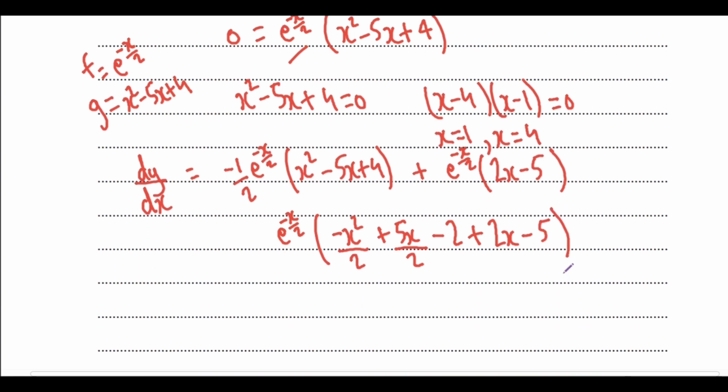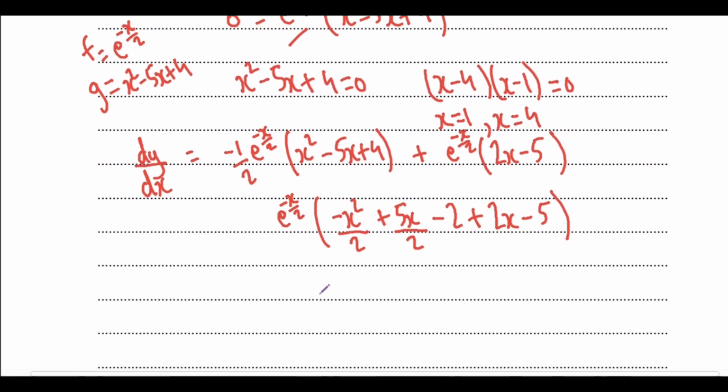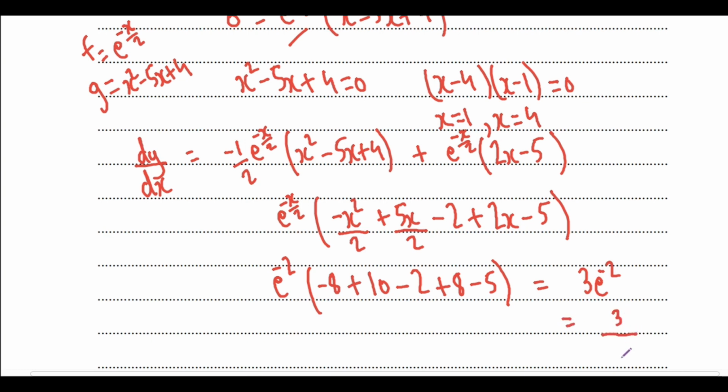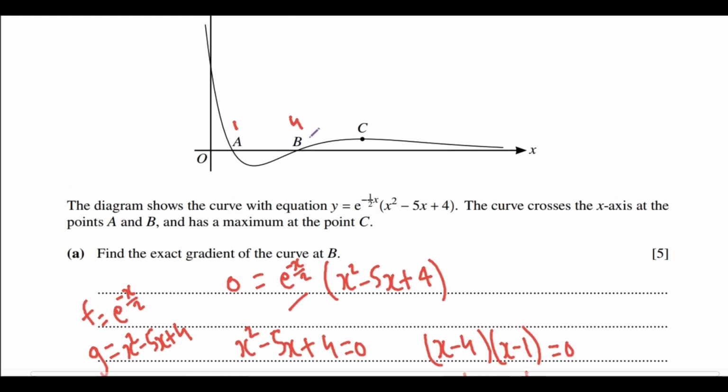And we have to find the gradient where x is equal to 4. So you're left with e to the power negative 4 over 2, which is negative 2, times negative 4 squared over 2, which is negative 8, plus 20 divided by 2, which is 10, minus 2, plus 2 times 4, which is 8, minus 5. And that is just 3 e to the negative 2, which is equal to 3 divided by e squared. And that's the gradient of this curve at point B.